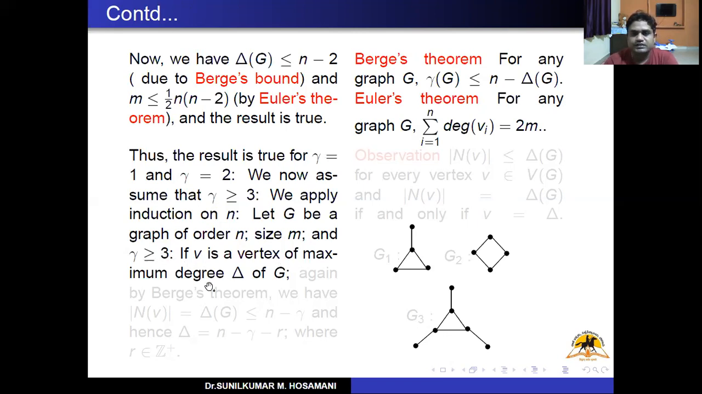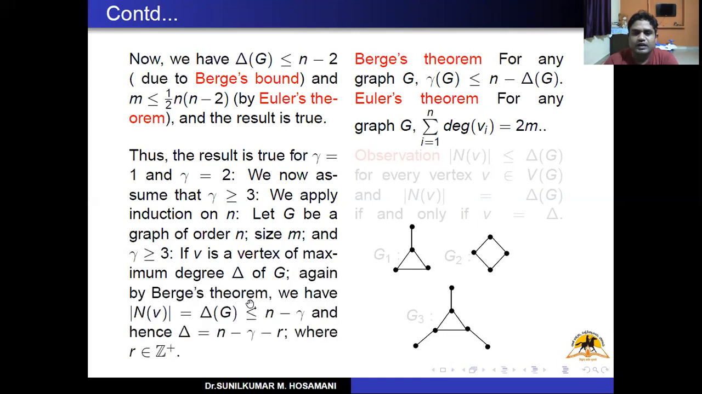If V is a vertex of maximum degree delta, then again by Burr's theorem we have the cardinality of the open neighborhood of this vertex equal to the maximum degree, and the maximum degree is less than or equal to n minus gamma. So by using Burr's theorem.